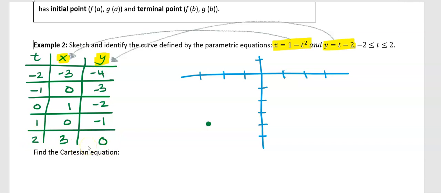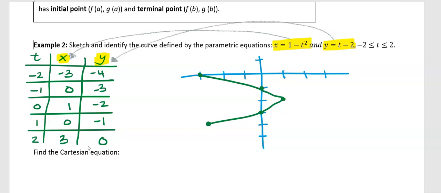So you don't want to draw and have your graph keep going, because that would show more to our picture than what we actually want. Okay, so here's our graph. Notice I'm not drawing beyond those points. I'm going to connect them.